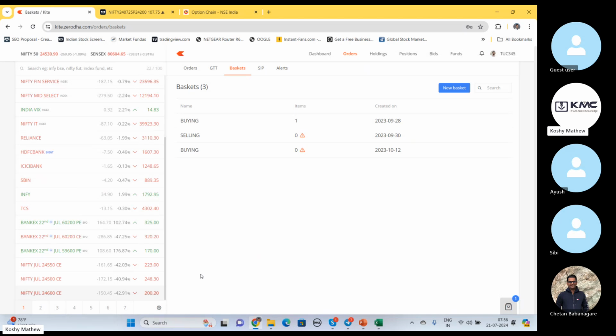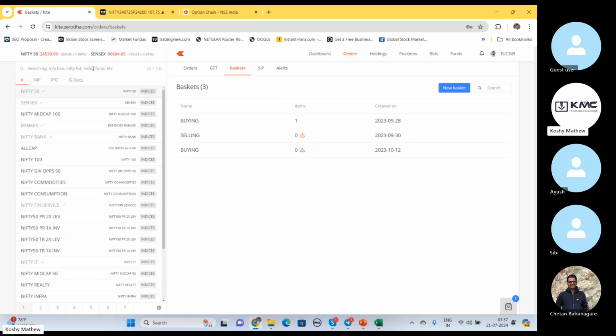24,550 C is at the money. The at the money premium is 223 rupees. Inside the money, 24,500, which is 248. Almost 25 rupees more. Why? Because it's in the money. So what happens with theta decay? The premium decay is a little slower compared to at the money. Out of the money, you're only paying 200 because the theta decay is fast in out of the money. When you go out of the money, the theta decay is too fast.